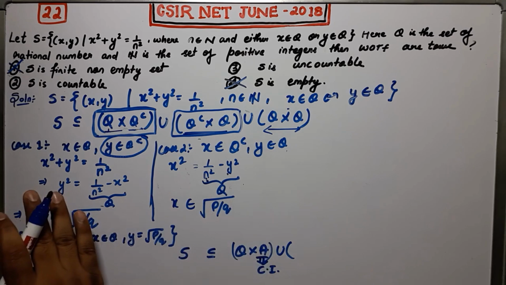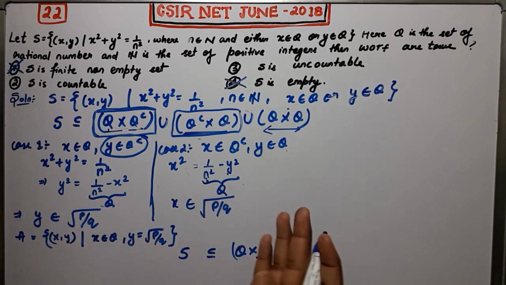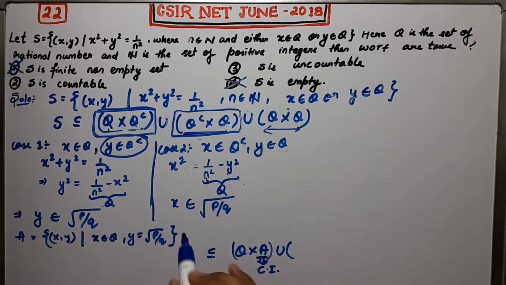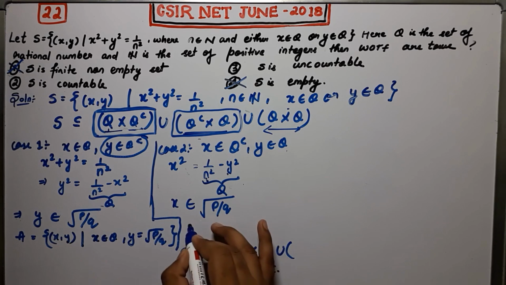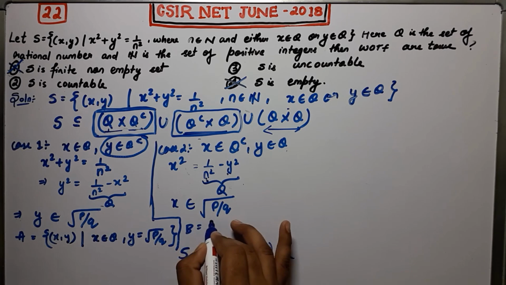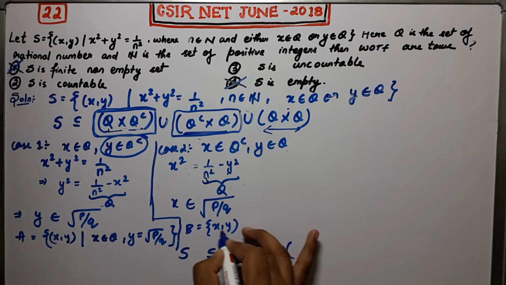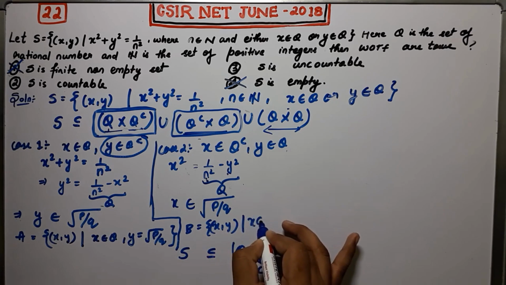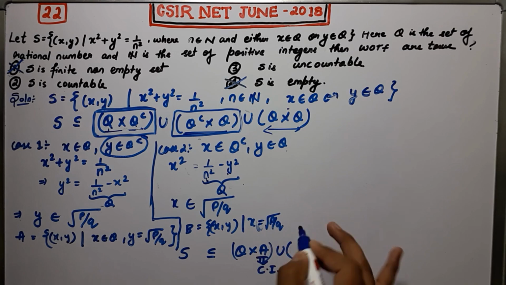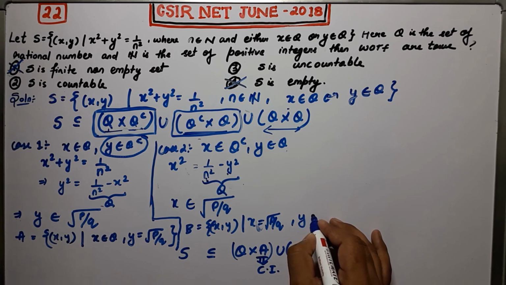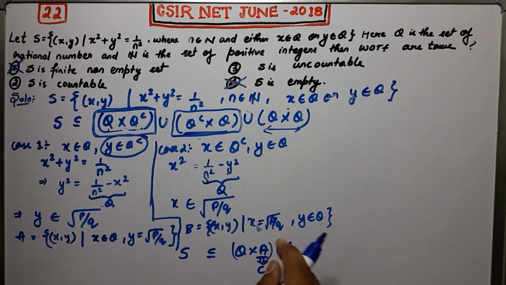Similar to case 1. Case 1 and case 2 are similar if you interchange X and Y. So your X is always of type P over Q. Now let us consider this set to be B, where (X, Y) is such that X is of type P over Q, where P over Q is rational, and Y belongs to Q. Now let us take this set as your B set.